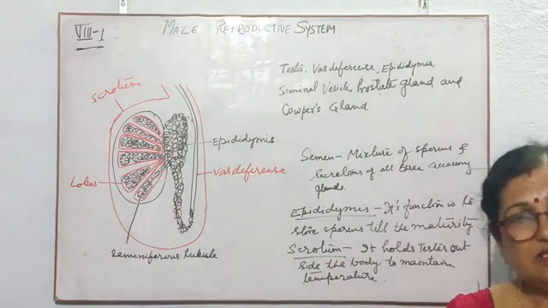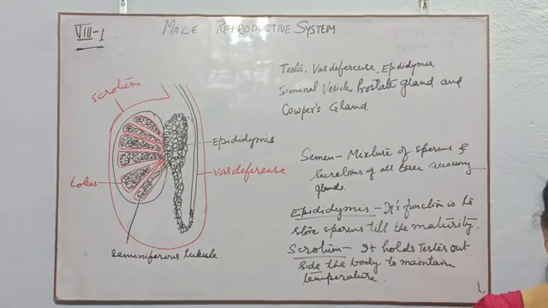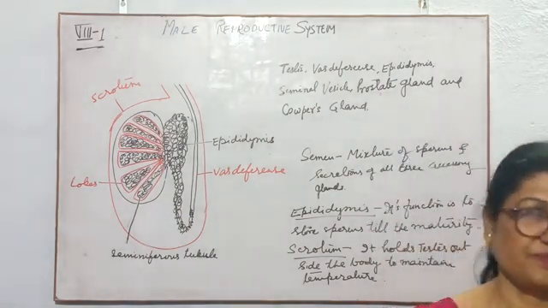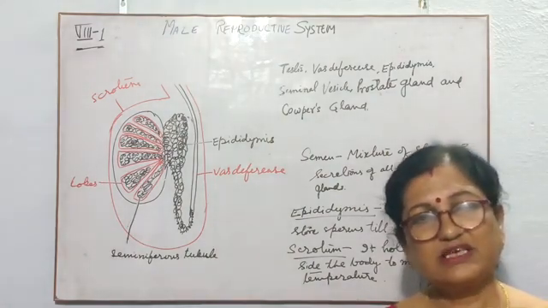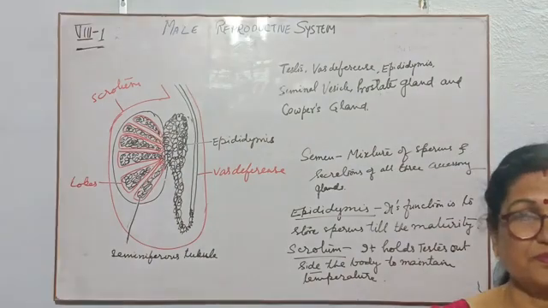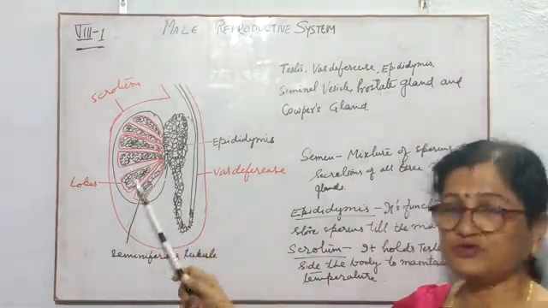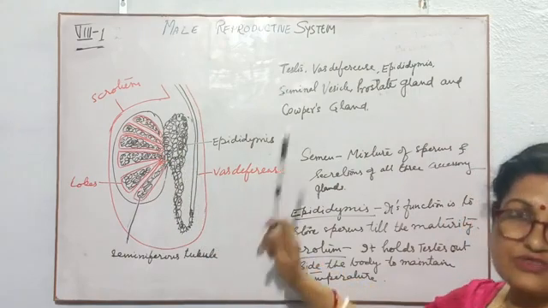Coiled tubules are there. These are known as seminiferous tubules. These seminiferous tubules only help to produce the sperm. From these seminiferous tubules, cells will grow and they will mature in the form of sperm. So this is the area where the sperms are produced. And then all these ducts are coming outside.